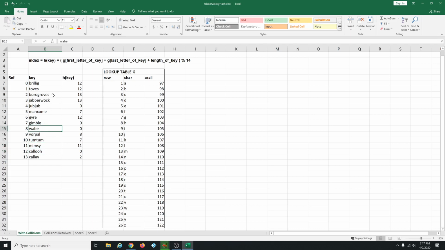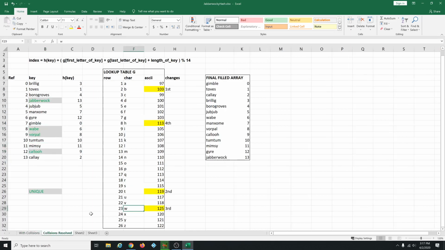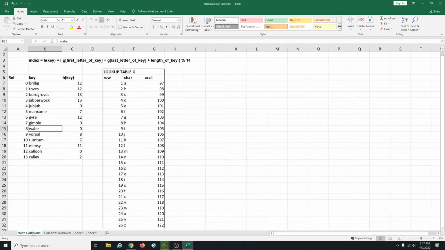Then what did I do next? I did the B and then I did the T. Let's think about the B. So if I change the B, it's going to change Brillig, it's going to change Borograves, because those both start with B, right? And it's going to change Jub.